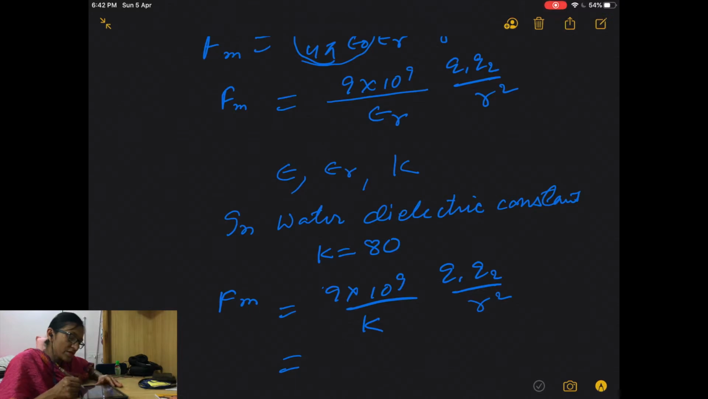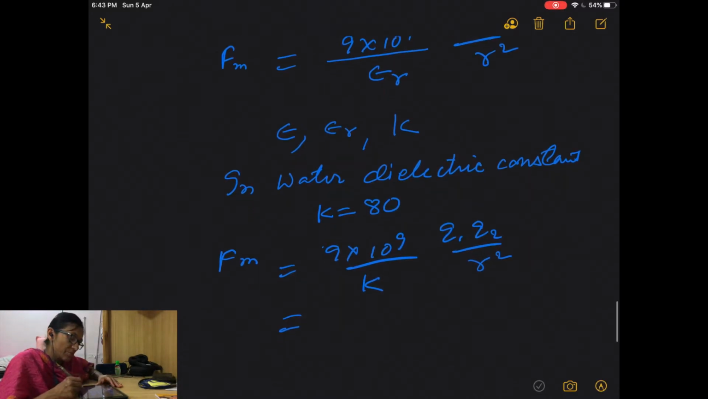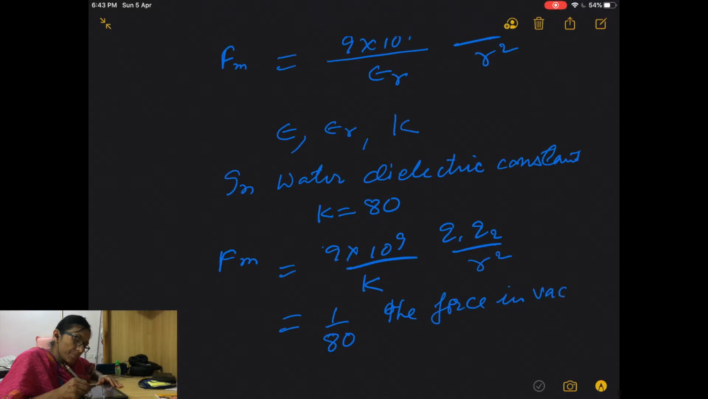So force is reduced 80 times. 1 by 80 times the force in vacuum.